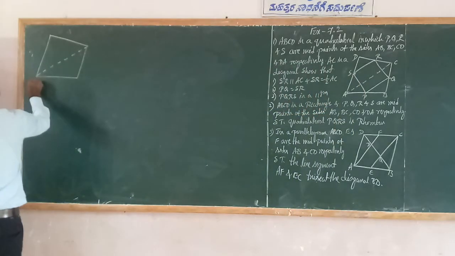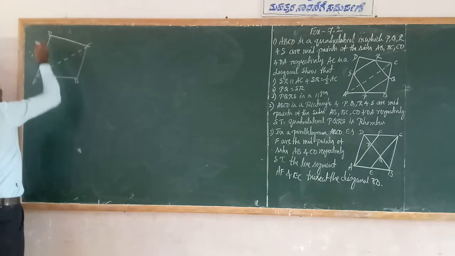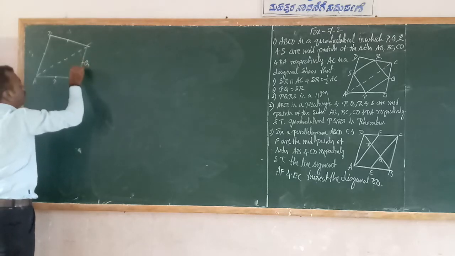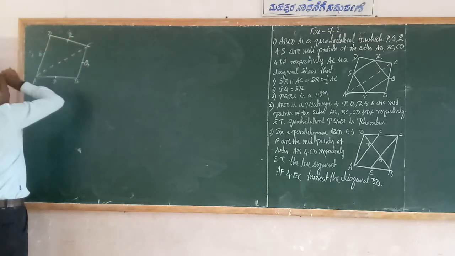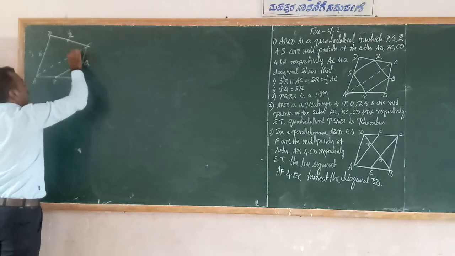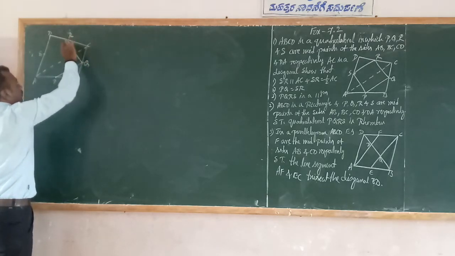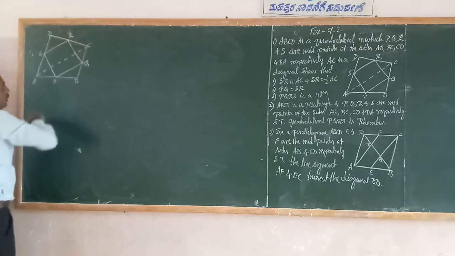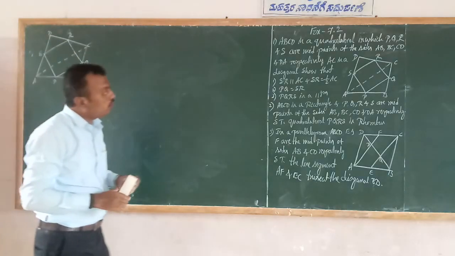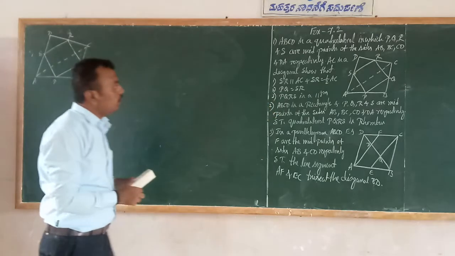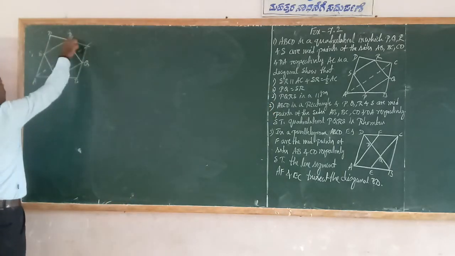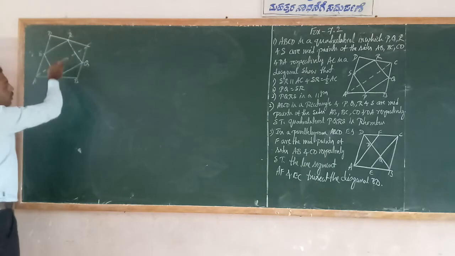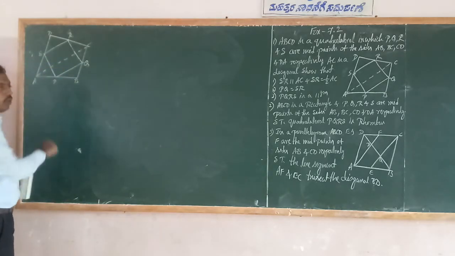So ABCD is a quadrilateral in which P is the midpoint of AB, Q is the midpoint of BC, R is the midpoint of CD and S is the midpoint of AD. Joining these midpoints, PQRS is a quadrilateral. What do we have to prove? First, we have to show that SR is parallel to AC and SR is equal to half of AC. Number two, SR is equal to PQ. And third, PQRS is a parallelogram.